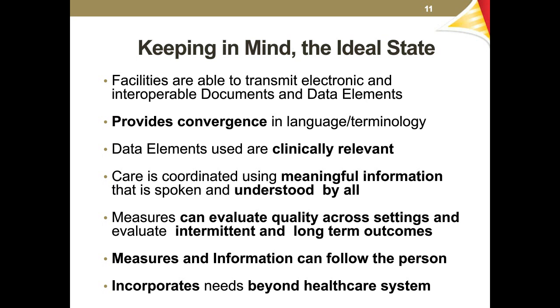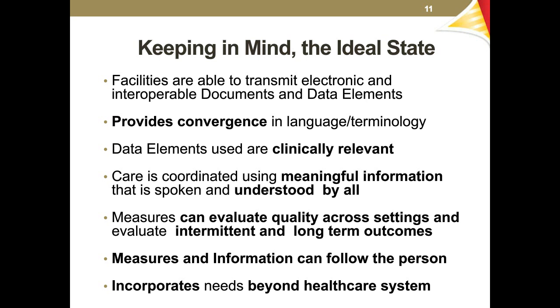So these first three measures are really patient-specific data. The last measures are looking at some systematic kinds of issues. So care being coordinated using meaningful information that is spoken and understood by all. Having just a common set of language is so important to be able to clarify information and to make sure that we're all talking in the same way. Measures can evaluate quality across the settings and evaluate intermittent and long-term outcomes so that we can do some comparative work and also see how they work together. The measures and the information follow the person. So I don't know about any of you, but it's always difficult after a while to remember all of that history.